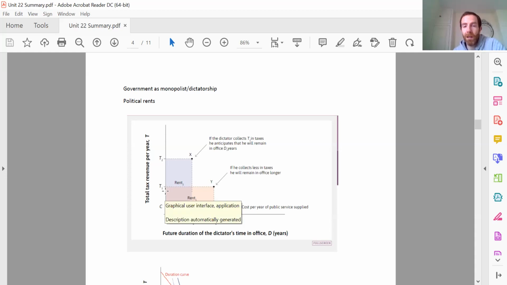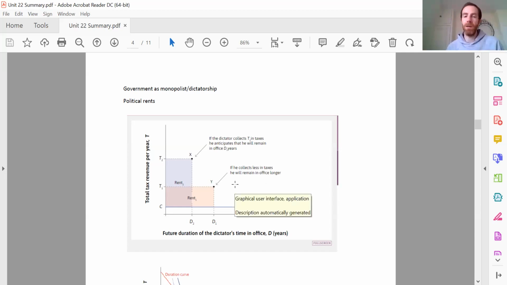And so the total political rent they'll get if they decide to choose T1 is the reddy orange shaded area, right? So this is a nice setup. And well, let's think, what does a dictator want to do? How are they going to decide where to make their choice? Well, they're obviously going to want to maximize the political rent that they could achieve.